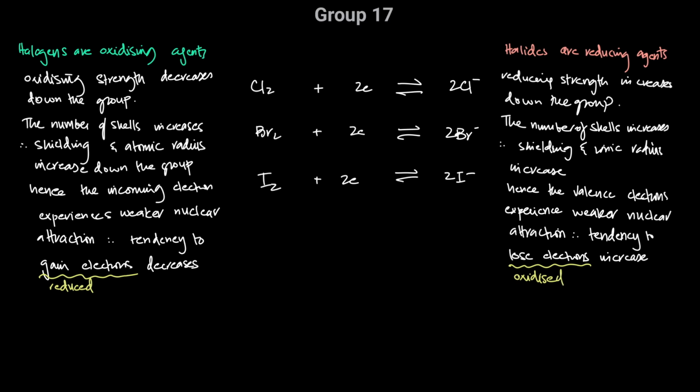Another thing to note here is that oxidizing agents may also be referred to as oxidants. So if we say something is an oxidizing agent, it's the same thing as saying it's an oxidant. Similarly, reducing agents may also be referred to as reductants. So the halogens are oxidants, and the half equation for their reduction is the forward reaction here. And the halides are reductants, and the half equation for their oxidation is the backward reaction.